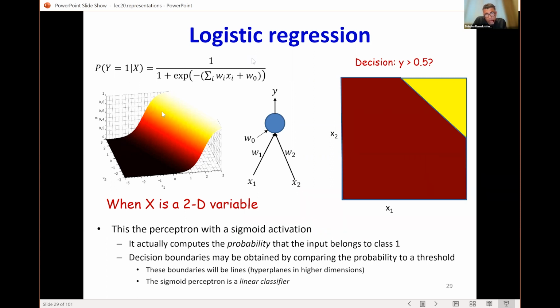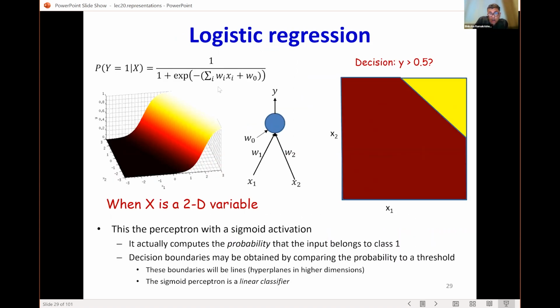So to find the boundary, you would have to equate this to 0.5, right? Or 2 times this to 1. And then if you solve it out, you're going to find that the equation it gives you is that summation wi xi plus w0 equals some constant, which is the equation for a line or a hyperplane. And so the decision boundary between class 0 and class 1 is going to be a hyperplane. It's linear. And so although this perceptron captures the sigmoidal shape, it actually captures a linear decision boundary. It's a linear classifier.